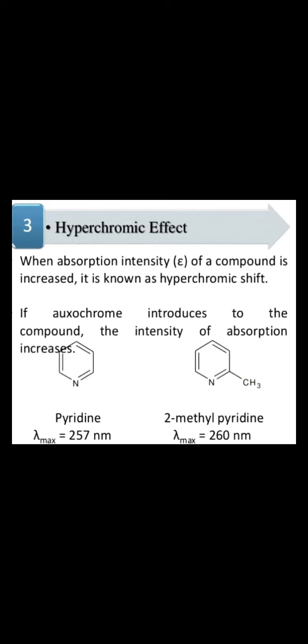Next, hyperchromic shift effect. When the absorption intensity E of a compound is increased, it is known as hyperchromic shift. If an auxochrome is introduced to the compound, the intensity of absorption increases. So pyridine has lambda maximum equal to 257 nanometer and 2-methyl pyridine has lambda maximum equal to 260 nanometer. Clear?